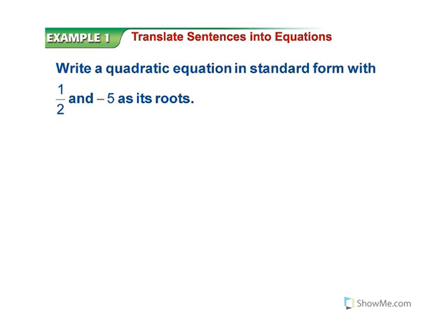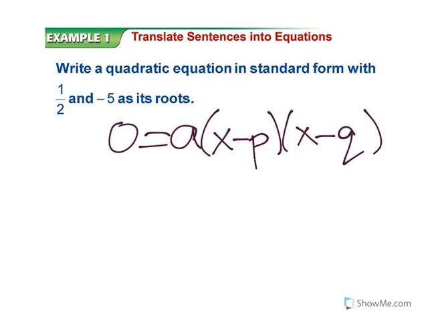Example 1. Write a quadratic equation in standard form with 1/2 and -5 as its roots. So first we want to start with the factored form from the last slide: 0 equals a times (x minus p) times (x minus q), where p and q are going to be the roots. So p is equal to 1/2 and q is equal to -5.